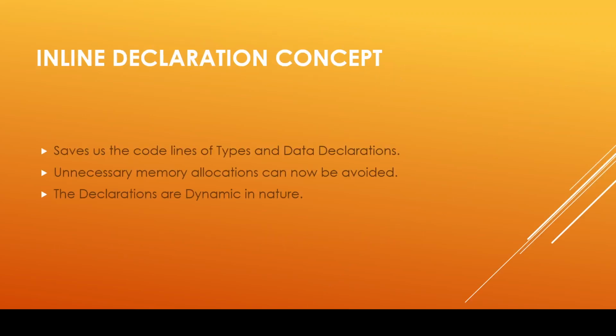Now let's jump on to today's topic. In today's topic, we'll be discussing the inline declaration concept. So why do we need an inline declaration? The inline declaration basically saves us those extra code lines that we write for type declarations and the data declarations that are used against those types. And indirectly, it also helps us with memory allocations. And the declarations are dynamic in nature in the case of inline declarations. You will understand all these points when I explain it with a proper demo.